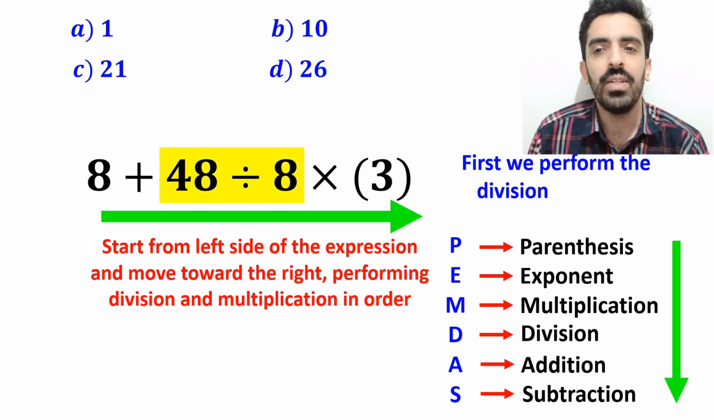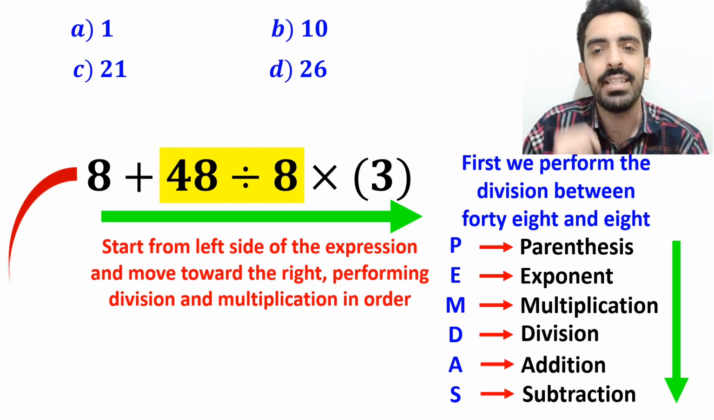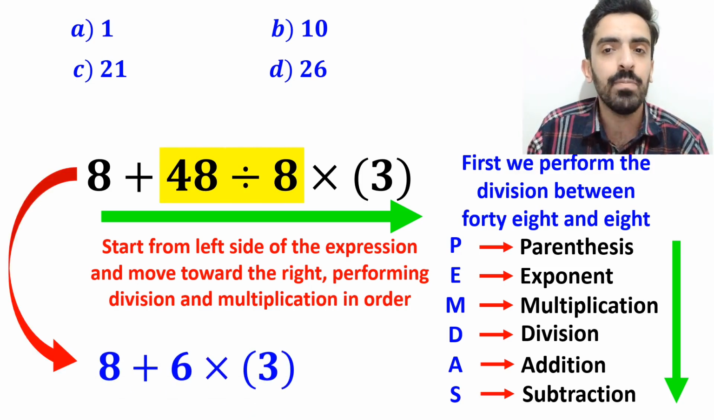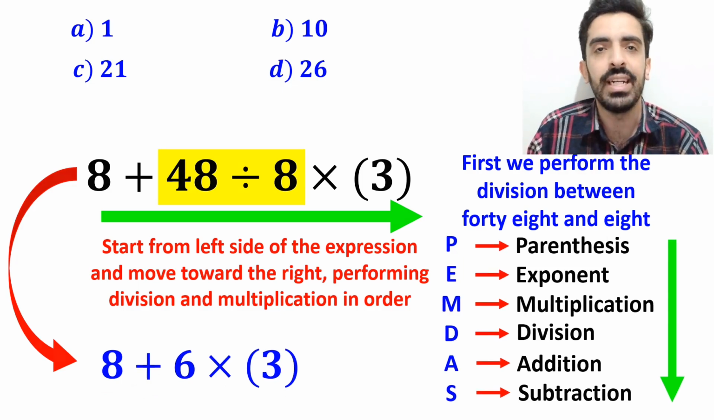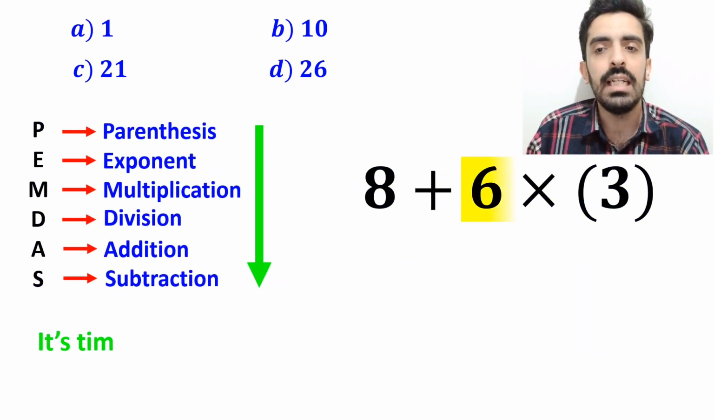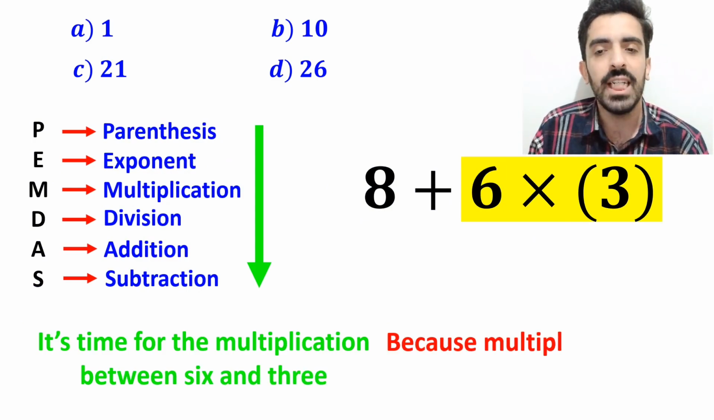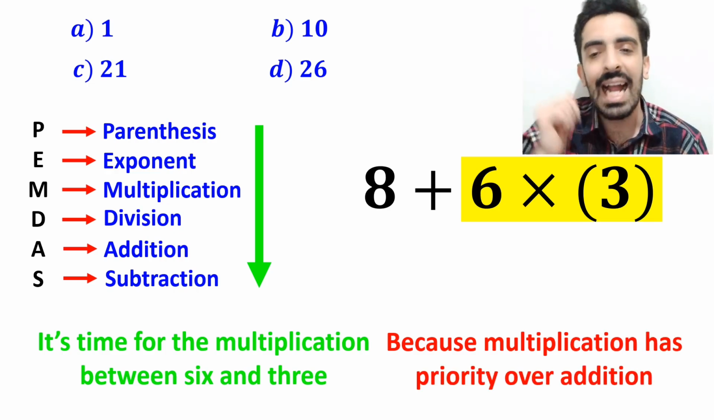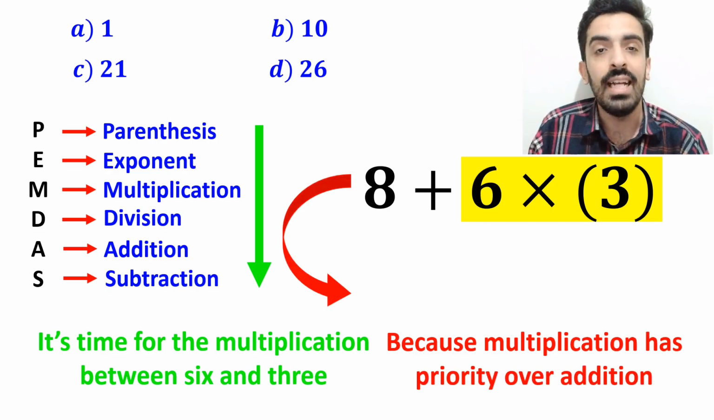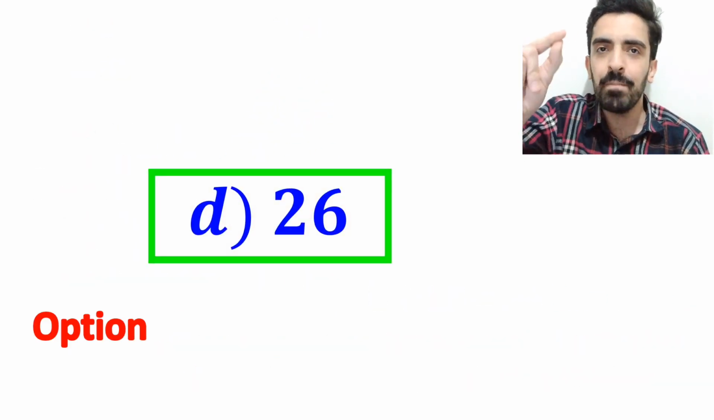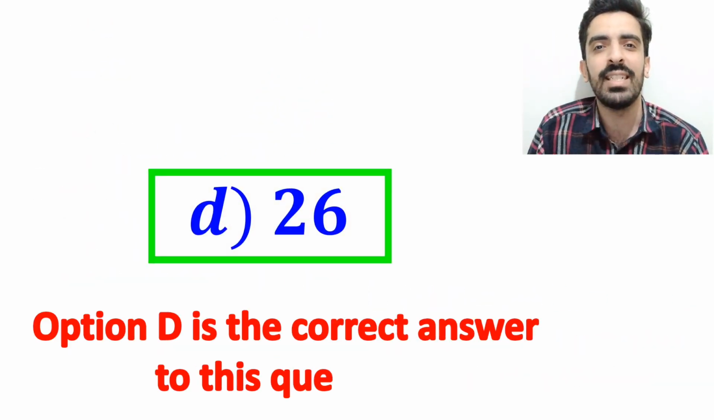So, first we perform the division between 48 and 8, which simplifies this expression to 8 plus 6 multiplied by 3. And the next step, it's time for the multiplication between 6 and 3, because multiplication has priority over addition. So, instead of this expression, we can write 8 plus 18, which ultimately gives us the answer 26. Therefore, option D is the correct answer to this question.